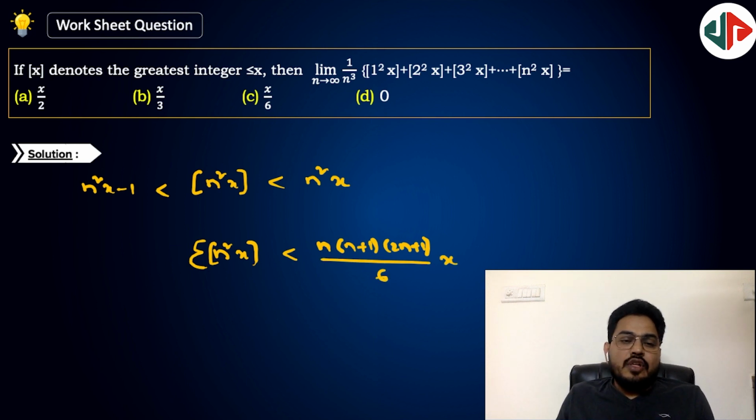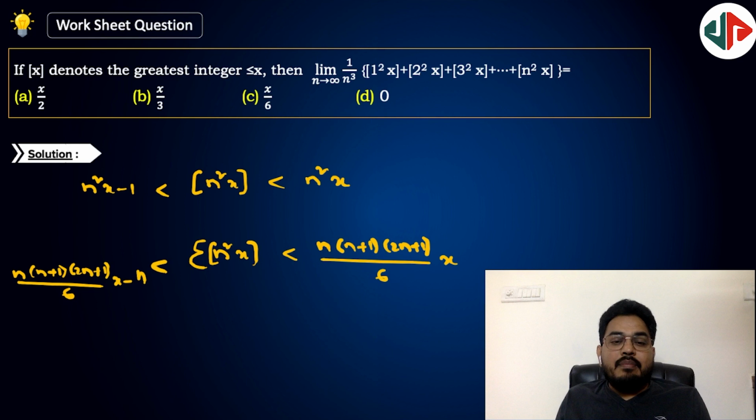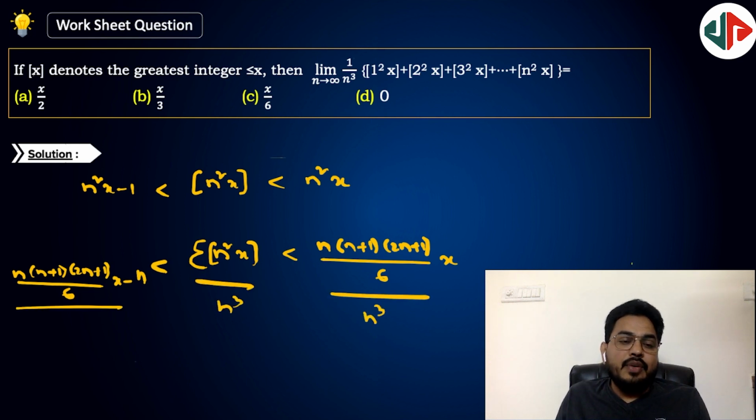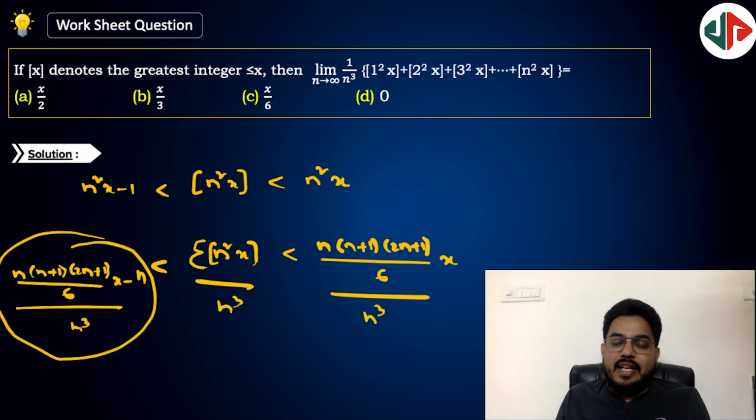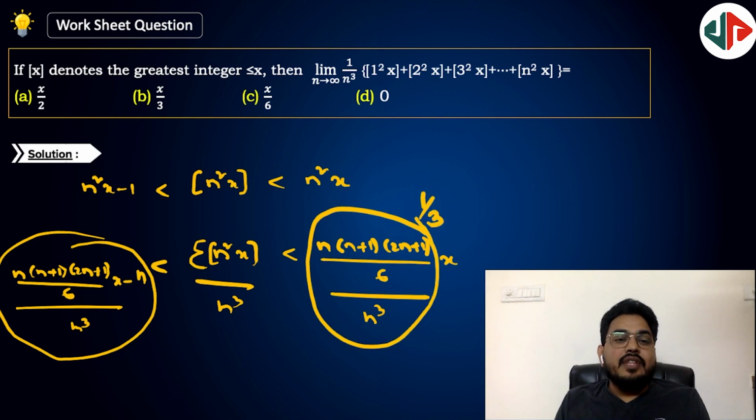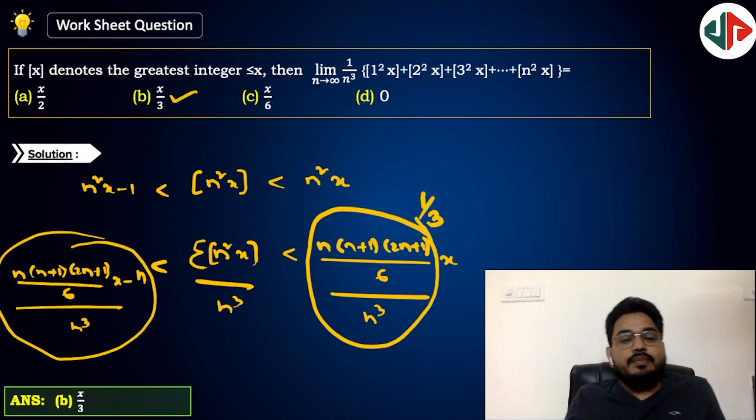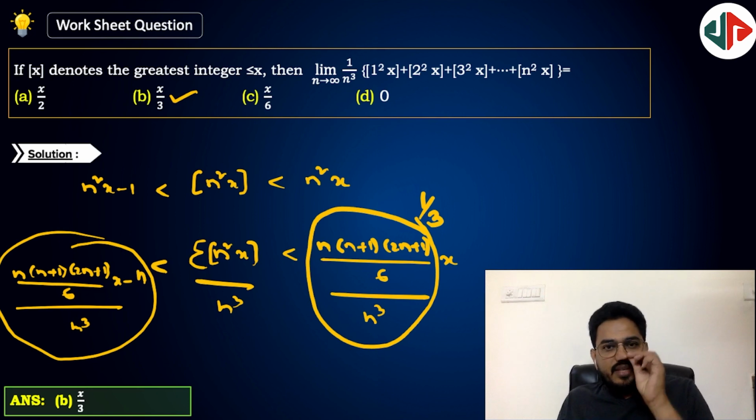And this is also less than n into n plus 1 into 2n plus 1 by 6x, minus adding this one n times. By n cube you are dividing. So as per the sandwich theorem, the leading coefficient here, this value is going to be 1 by 3. So the answer is x by 3. The answer is x by 3.